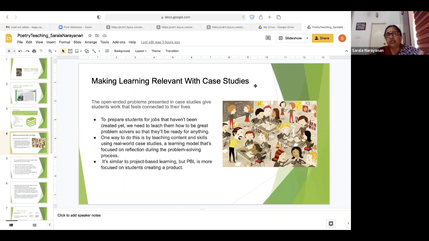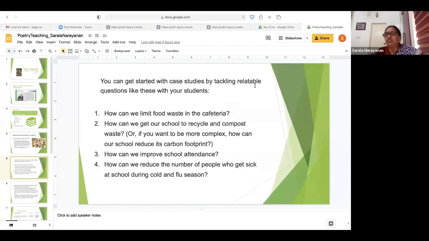So, a learning model that is focused on reflection during the problem solving process. When we are counseling the child also, we have to tell our own personal experience or something to show that this boy was not all right, and how he was able to make it up. All those things you may have to approach. It is similar to project-based learning and more focused on students creating the product. So we have to see that the students come out with this. We can assign them some duties, or tell them to do such projects.